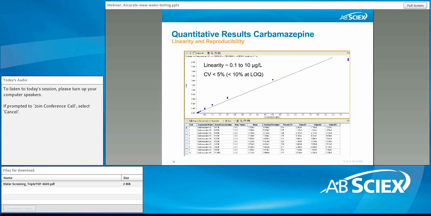If we think about quantitative analysis, here's an example. Carbamazepine was quantified over 3 orders of magnitude. Percent CV is typically below 5 to 10%. So it's very comparable to triple quadrupole quantitative results.